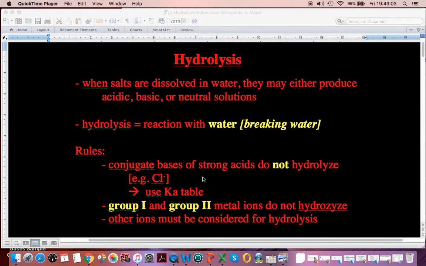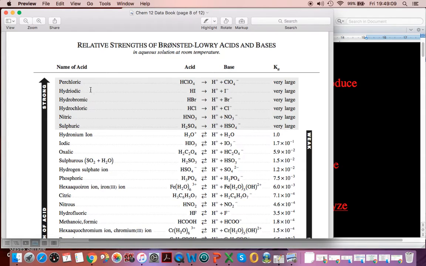So conjugate bases of strong acids do not hydrolyze. And our example here says Cl minus. So what we see is, here we have the acids and here are the conjugate bases. Cl minus, the arrows point at it. There's no equilibrium here. It cannot drive the equilibrium to the left. Bromide can't do it. Iodide can't do it. Chlorate. So those six bases there will not hydrolyze.